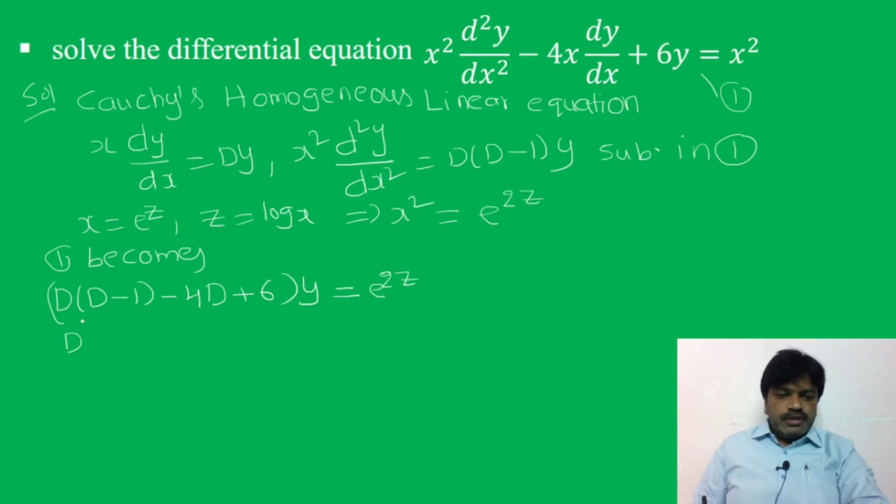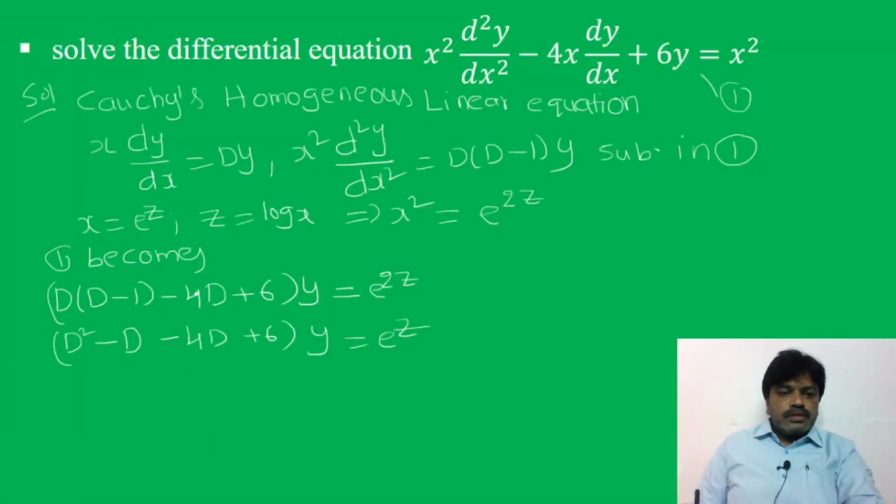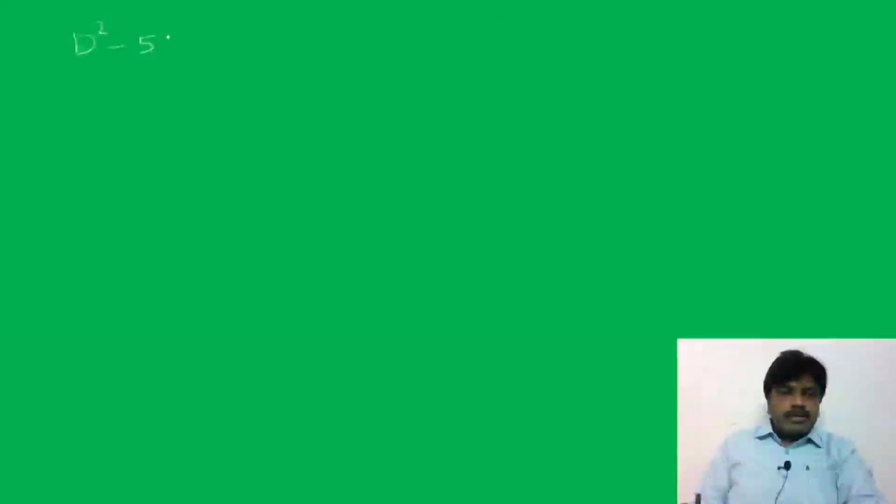Now multiply, friends. d into d is d square, minus d, then minus 4d plus 6, of y, that is equal to e power 2z. Now d square minus d minus 4d gives minus 5d. So d square minus 5d plus 6, into y, that is equal to e power 2z. Okay, this is the linear differential equation with constant coefficients, friends.